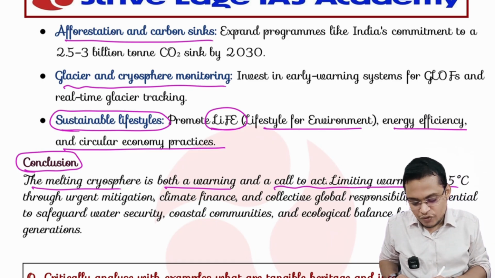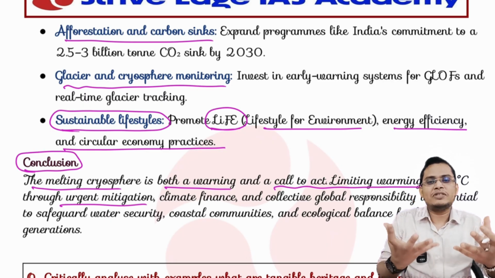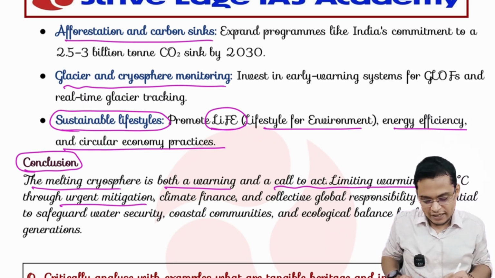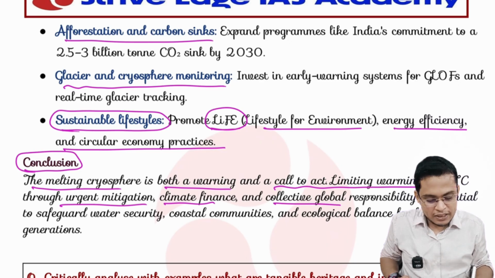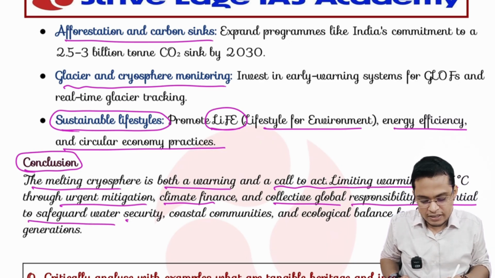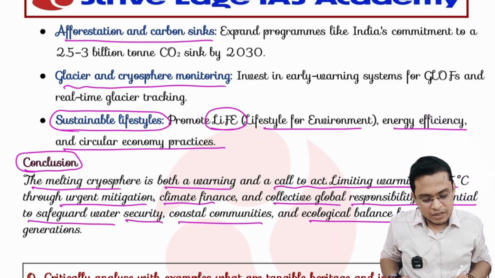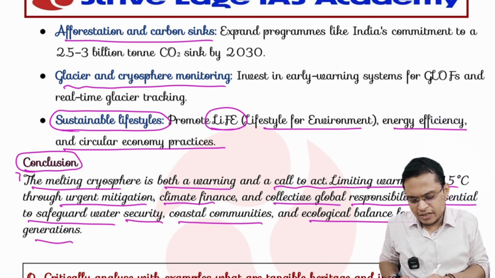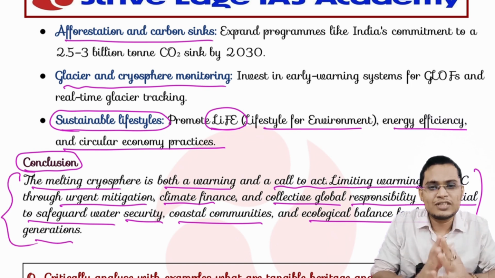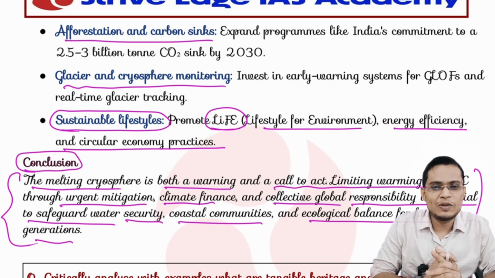So we need to have urgent mitigation. Mitigation means the action that we need to take to reduce its effect. And climate finance. Collective global responsibility is essential to safeguard water scarcity, coastal communities and ecological balance for future generations. So here in the conclusion we have to say that this is an urgent action we have to take, otherwise it is too late to act.